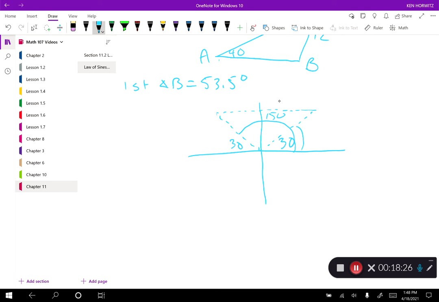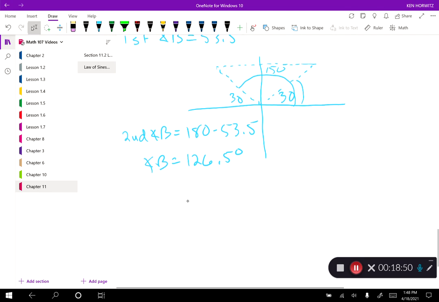So the way I can find my second angle B, I could say 180 minus 53.5. And obviously, you're always welcome to check my work. I got 126.5 degrees. So there's my second angle B.